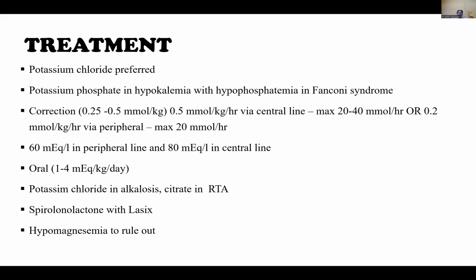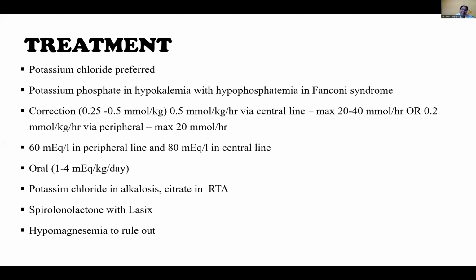And in the peripheral line, we can give 60 milliequivalent per liter. That is generally when we prescribe fluids like DNS with KCl 100:3. And if it is a central line, up to 80 milliequivalent per liter we can give. Sometimes we also give oral maintenance doses like 1 to 4 milliequivalent per kg per day. And potassium chloride basically is used in alkalosis and citrate in RTA.